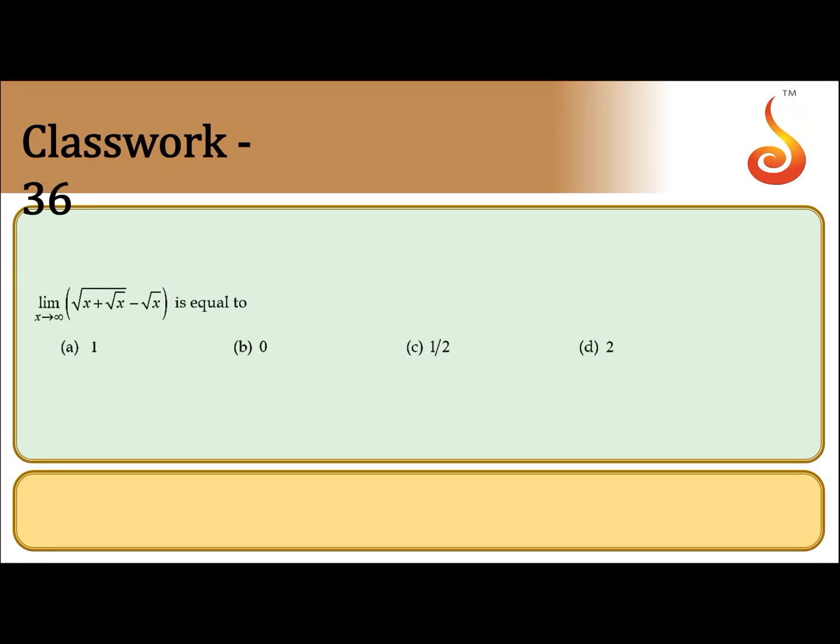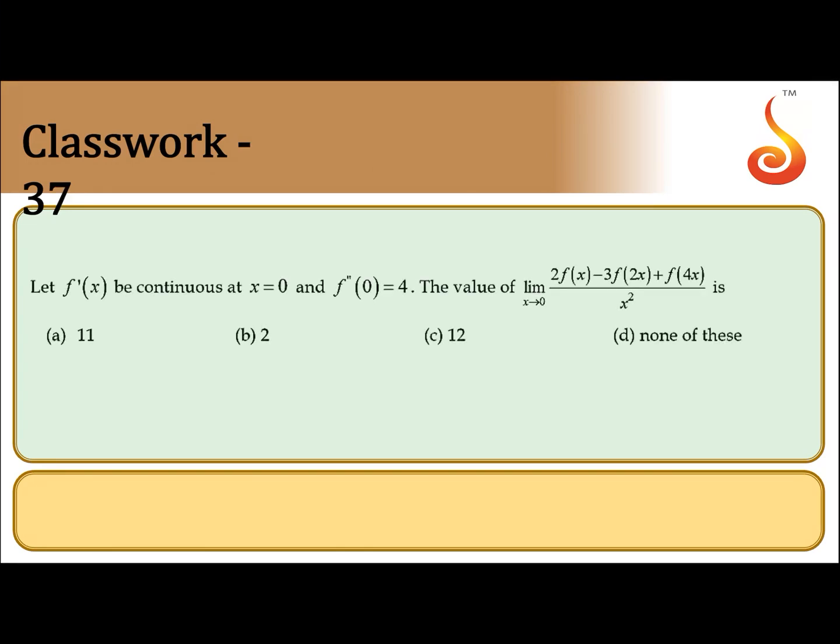Coming to the next one, limit extends to infinity. I hope this is already a repeated problem. So we had already the answer half. Coming to 37, let f dash of x be continuous at x equals 0 and the double derivative f double dash of 0 is equal to 4, then what is the value of the function?